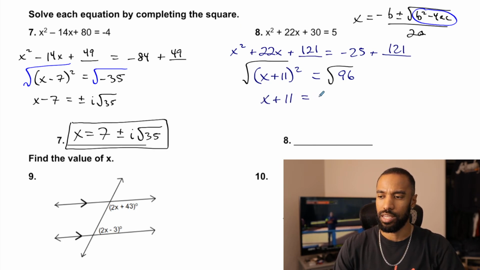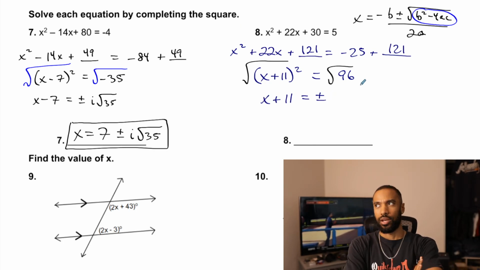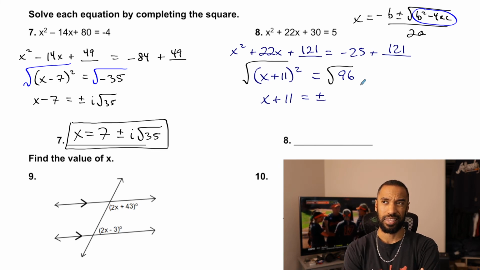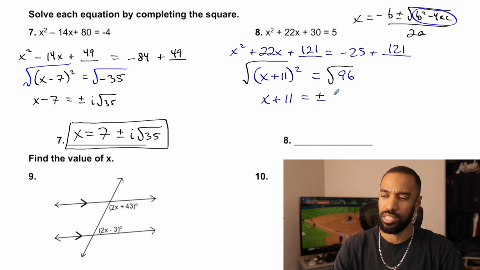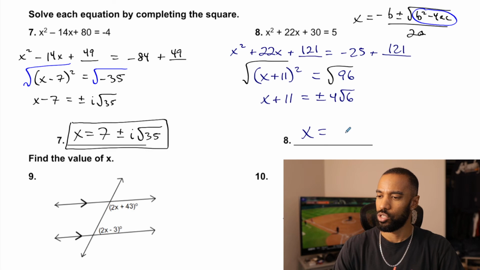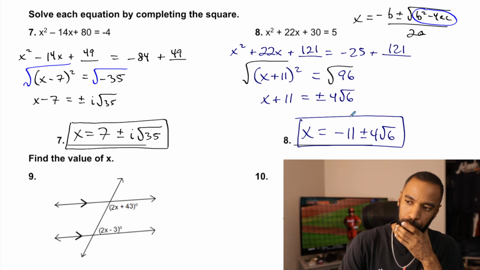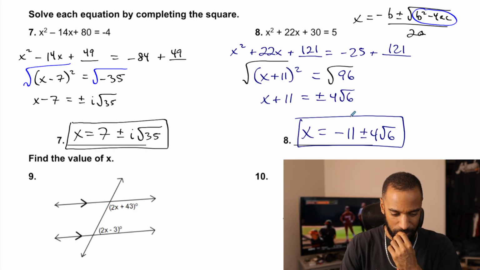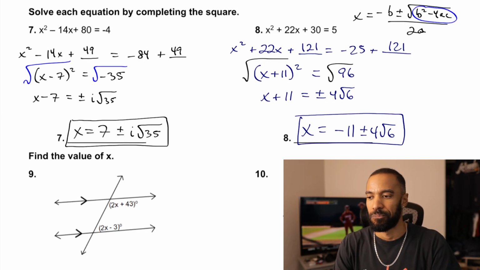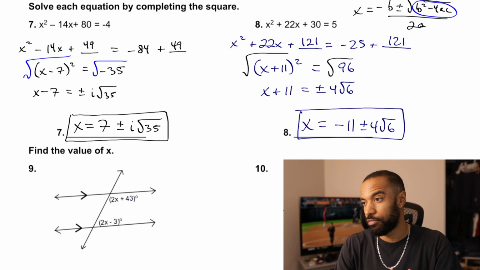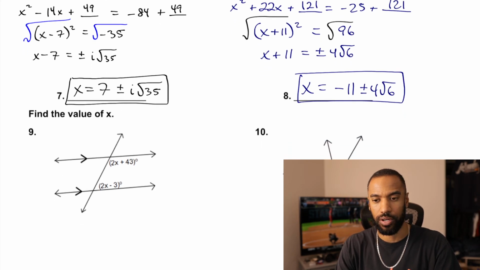X plus 11 equals plus or minus. So I know a 16 can go into it, and I think that's the largest. It's 16 times 6. So root 16 times root 6 is 4 root 6. Subtract 11, you get x equals negative 11 plus or minus 4 root 6. Let's triple check I added everything right. That's correct. 121 and 25 and 96. Yeah. Looks good. Okay. Quadratic formula. If you go for it, you should get the same answer. That's what you're working toward.